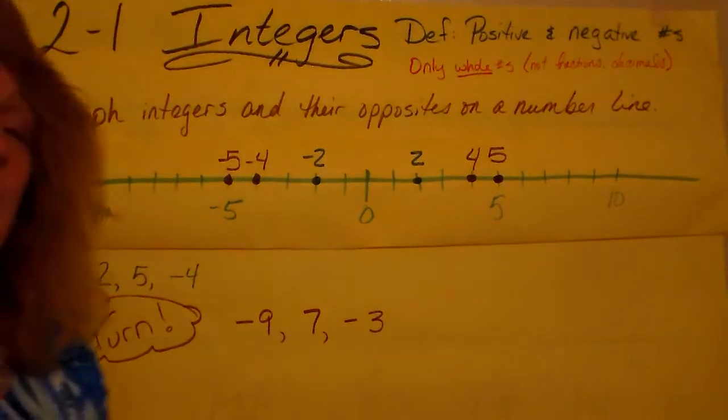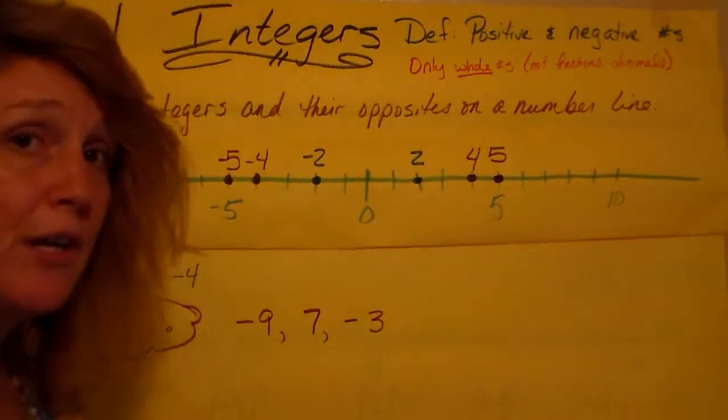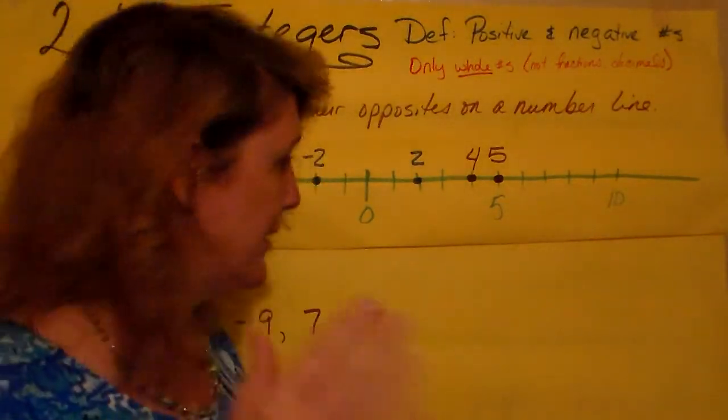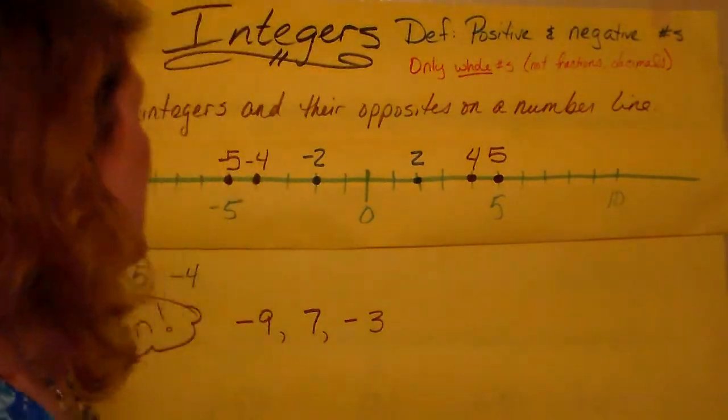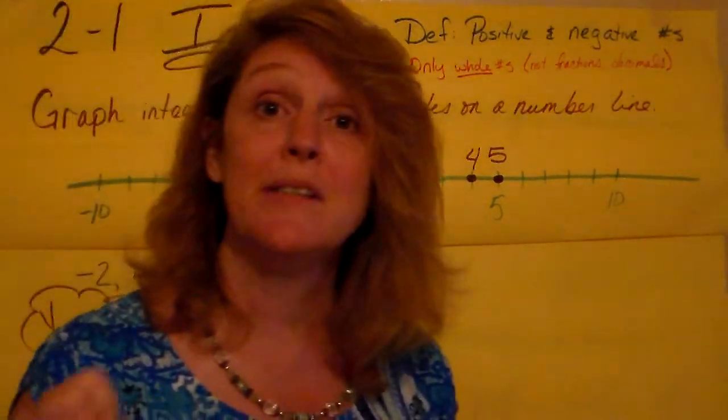So push pause, because your turn is going to be, if you haven't already drawn a number line, please do so now. Really doesn't have to be beautiful, just really quick. And then I'd like you to graph these 3 numbers and their opposites. Push pause, come back when you're done.